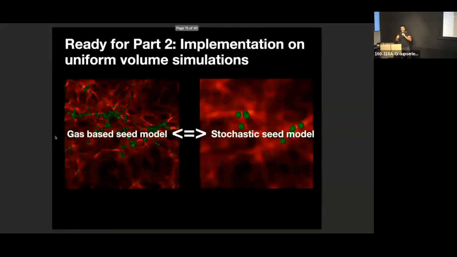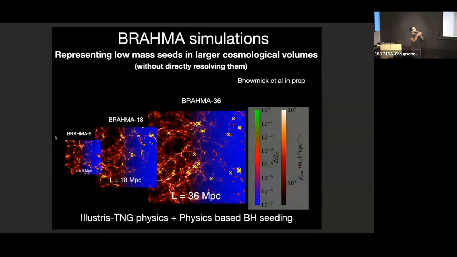So now that we have a stochastic seed model which is able to reproduce the highest resolution gas-based seed model simulations, it is time to implement these in uniform volume simulations. And this basically culminated in the creation of a new suite of cosmological simulations called the Brahma simulations, Brahma referring to the universe in Sanskrit. It's not a forced acronym, I couldn't find one.